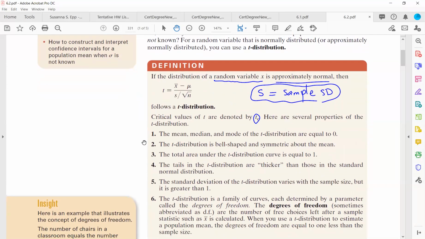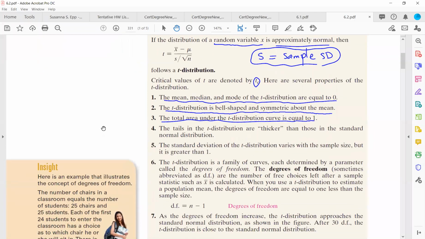First of all, the mean, median, and mode of the T-distribution are equal to 0. That's the first property of a T-distribution. The T-distribution is bell-shaped and symmetric about the mean. The total area under the T-distribution curve is always 1. The tails in the T-distribution are thicker than those in the standard normal distribution. The standard deviation of the T-distribution varies with the sample size, but it is always greater than 1.